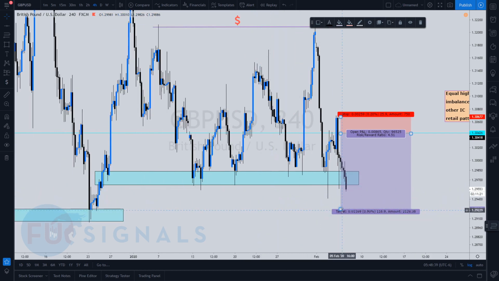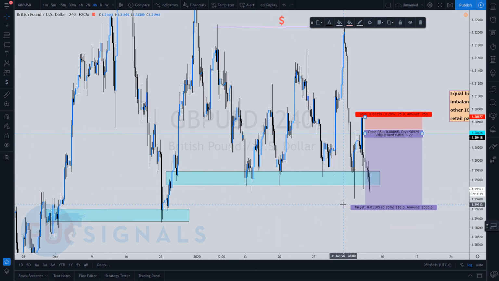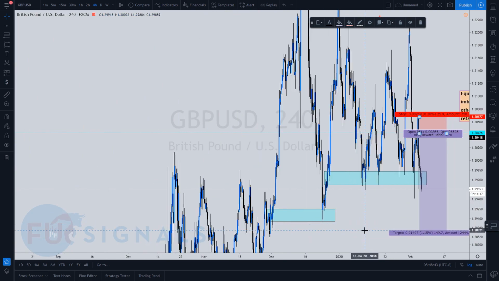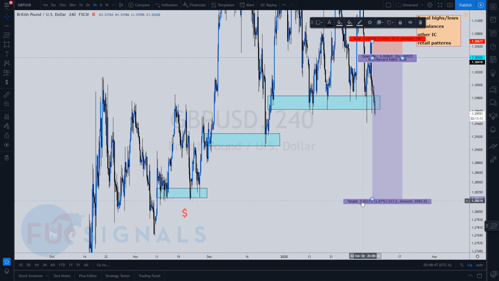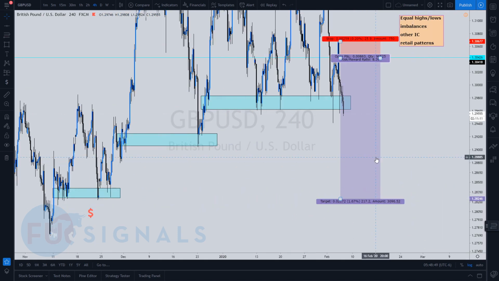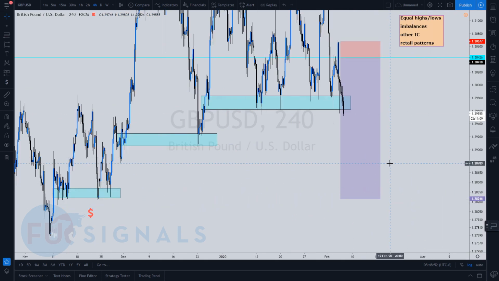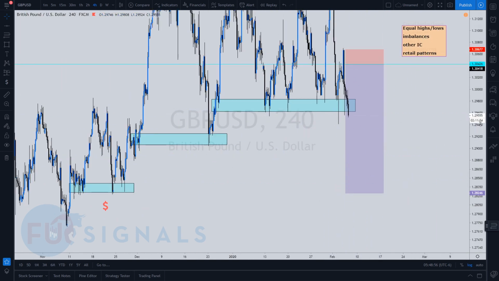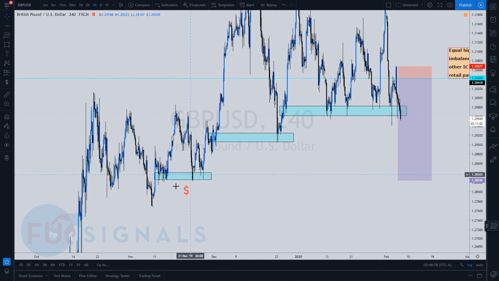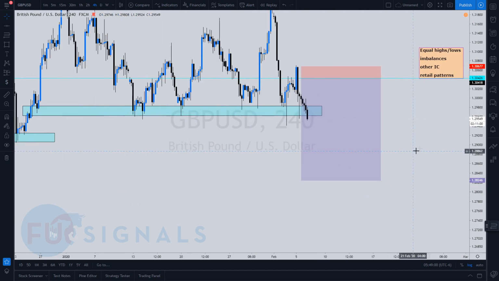So what could our first take profit be? These equal lows right here, right? Could be first take profit, our second take profit, and our third take profit down here. Nice 200 pips, an easy 8-to-1 reward to risk ratio right here, right? That's really nice right there. So we can target these equal lows. We can target down here as well.